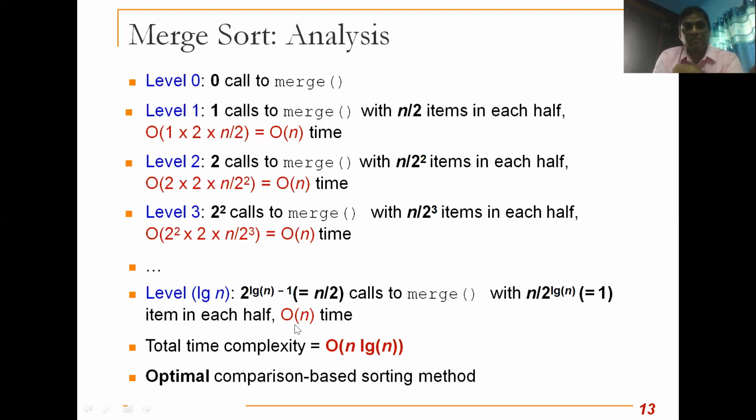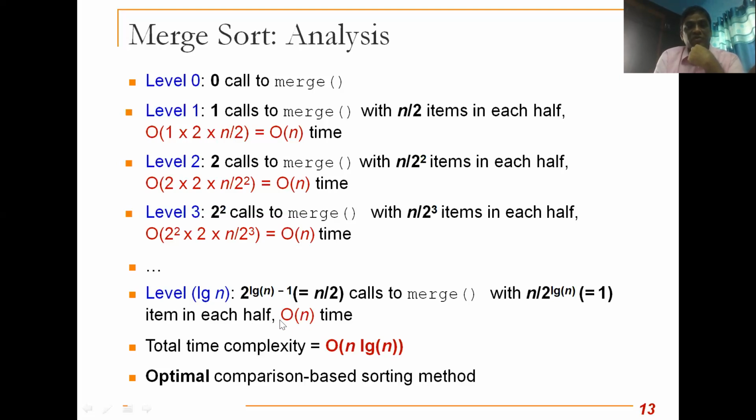Order of n time. You can calculate it very easily. So it is going to be order of n time. It requires order of n time in each level. How many such levels are there? Log n levels. So log n times you are doing this merge, log n levels are there, and in each level the time required by the algorithm is order of n.